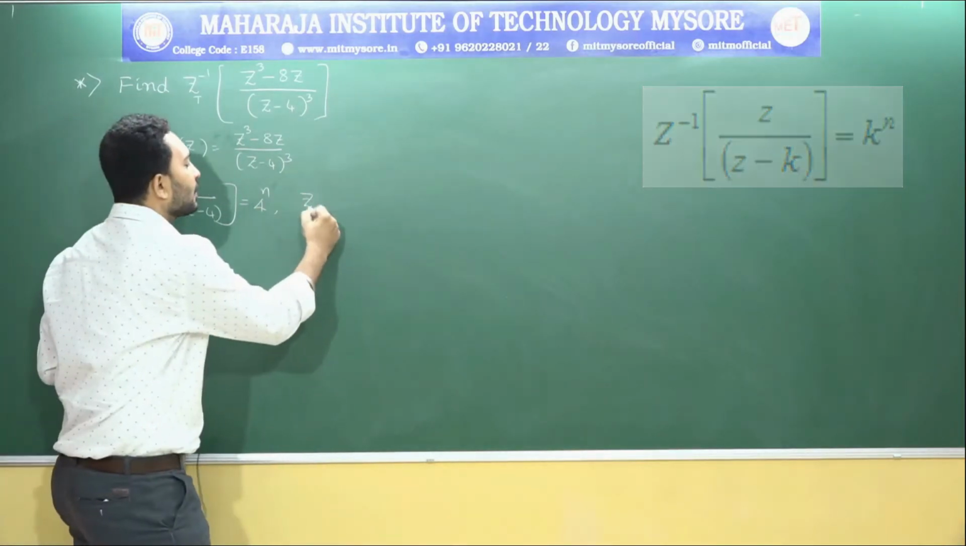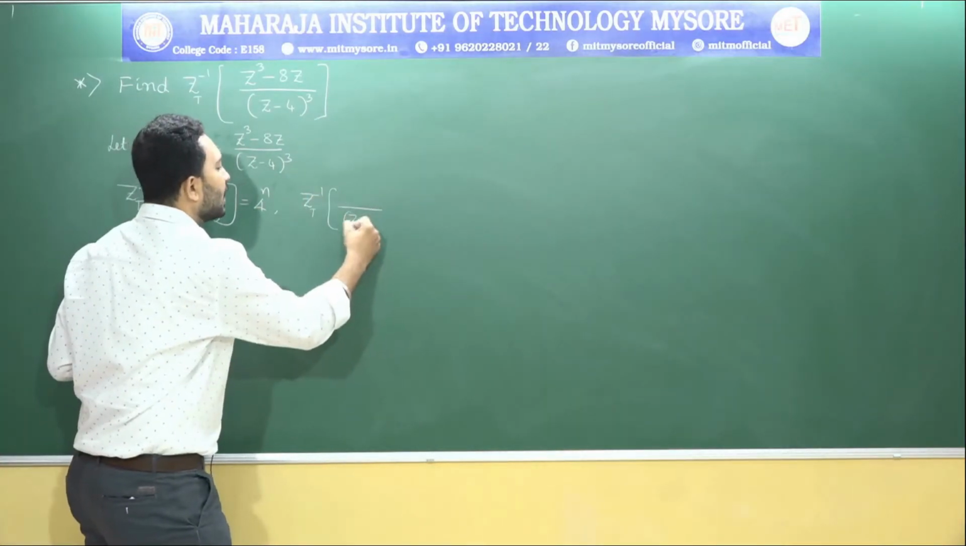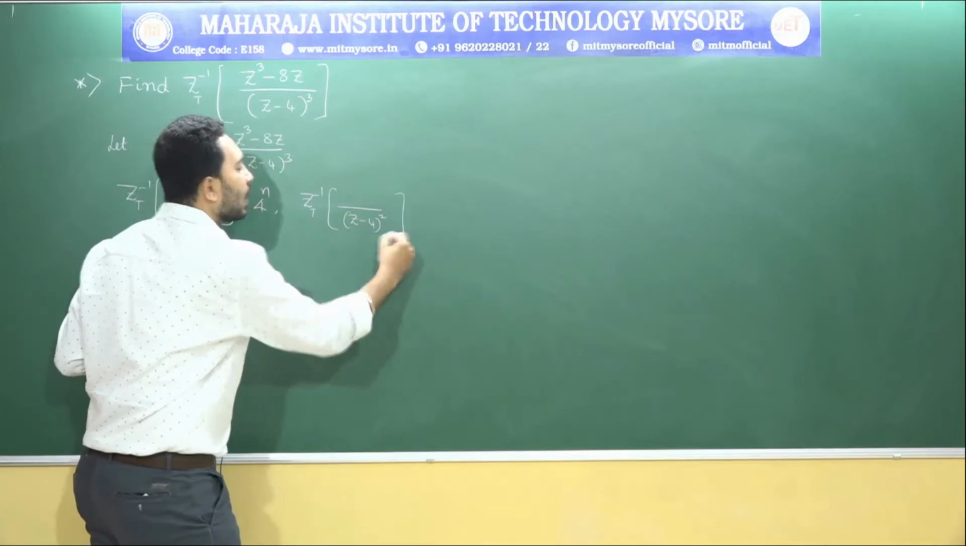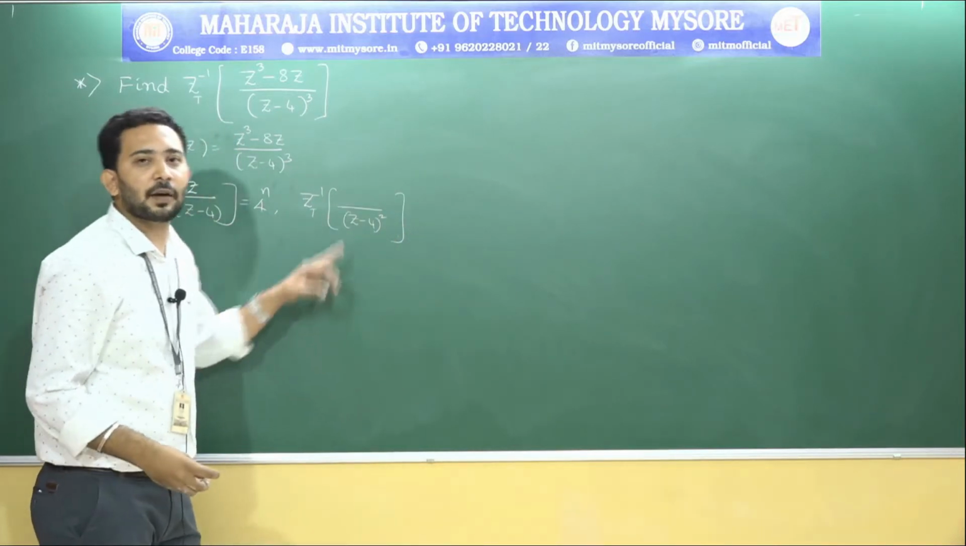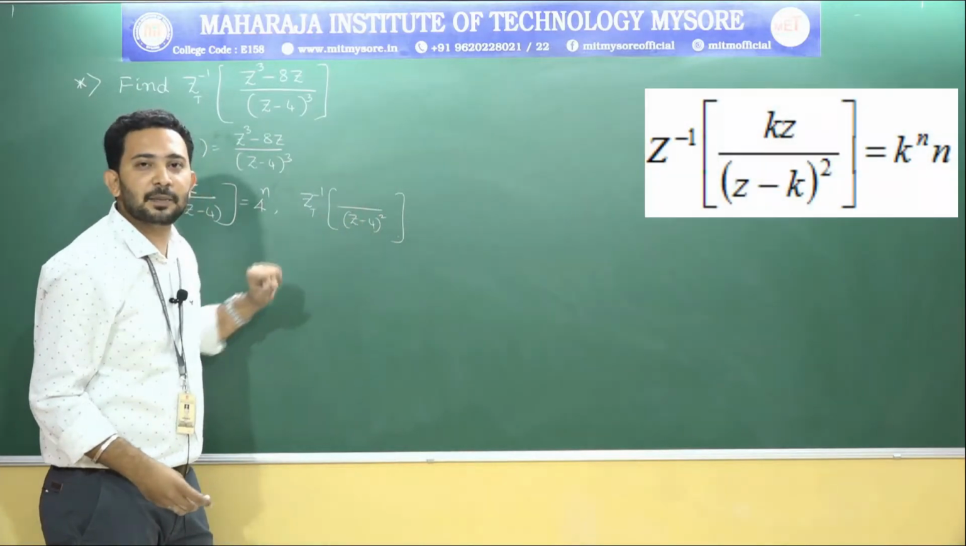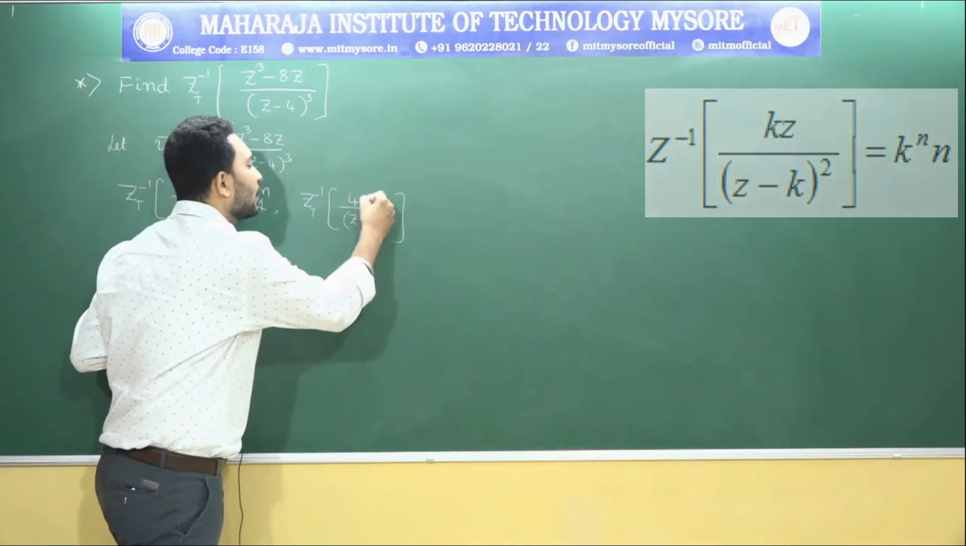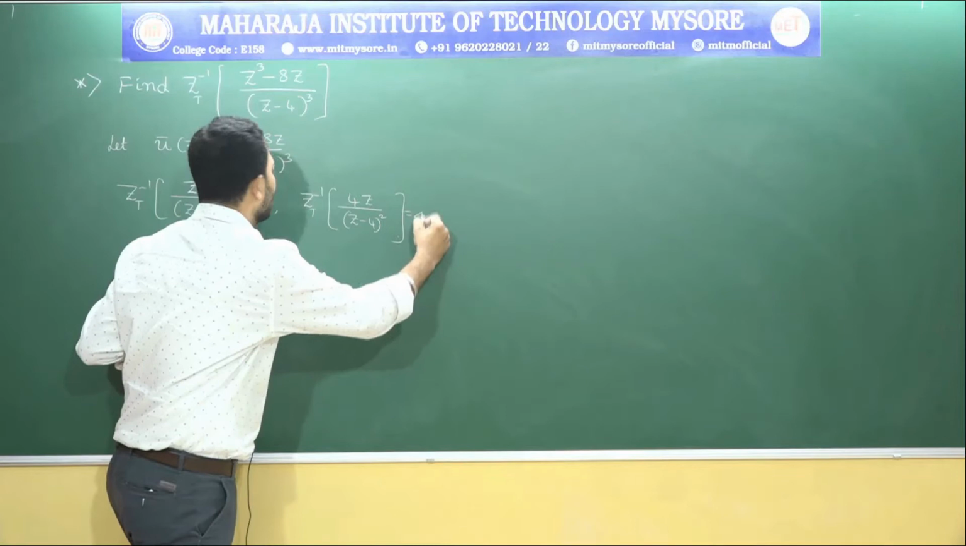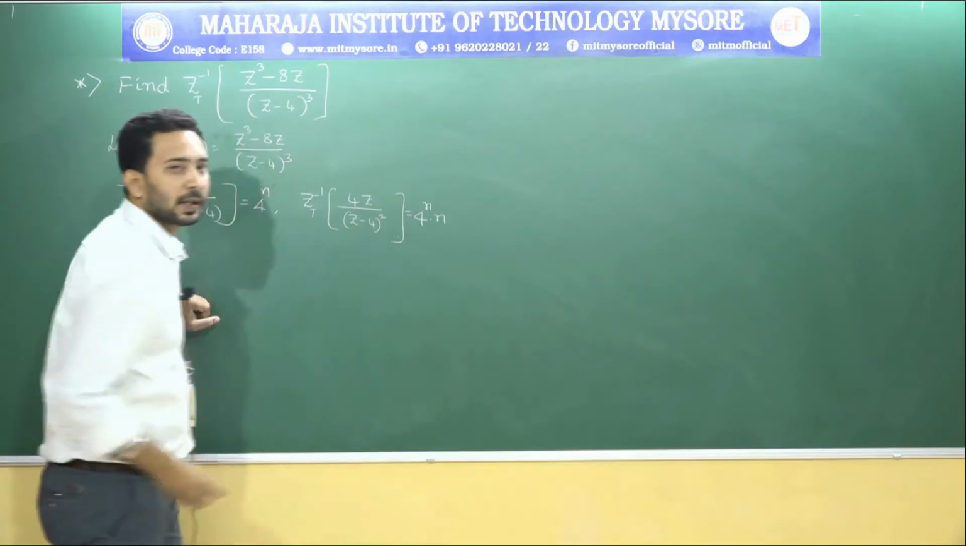Similarly, if we have z inverse of z divided by (z minus 4) whole square, then we should have kz divided by (z minus k) whole square. Kz means 4z. The answer is 4 power n into n.